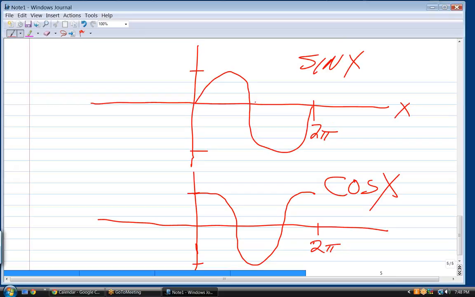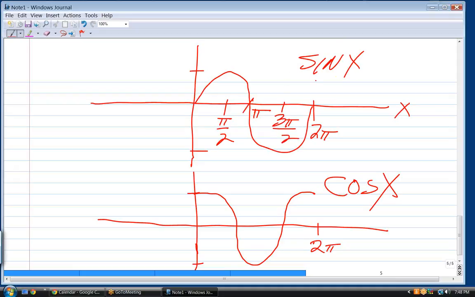If that's 2 pi, what's this point right there? Well, 1/2 of 2 pi, or 1 pi. What's this point right there? That would be 1/2 pi. And finally, what's that point right there? 1 and 1/2 pi, right, 3 pi over 2.